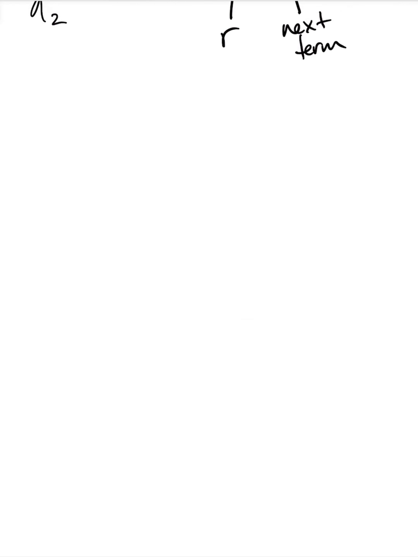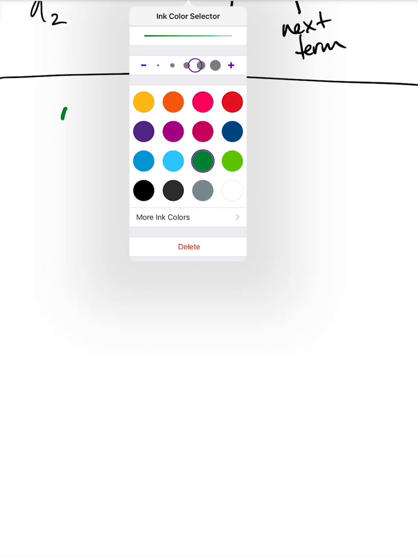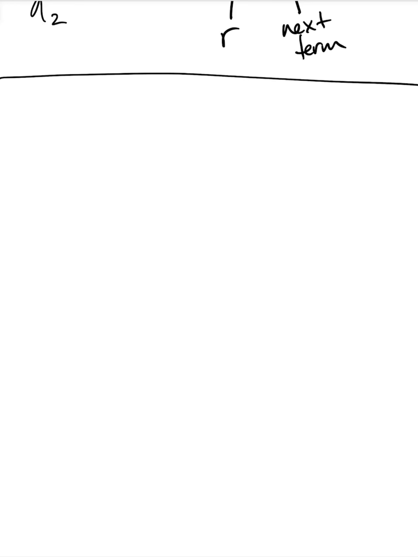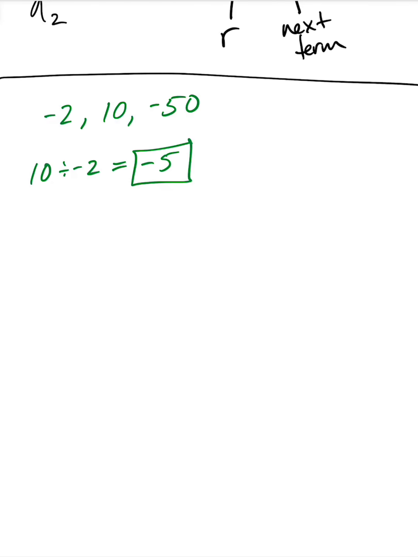Okay, so with number 12, let me reduce the size of this. With number 12, I'm given the list of -2, 10, and -50. So again, I want to find that common ratio. So it'll be 10 divided by -2. My common ratio is -5.